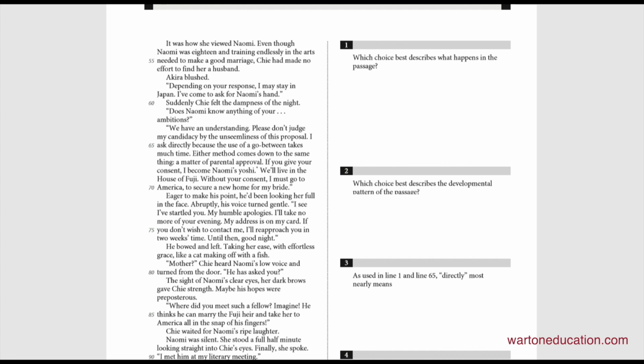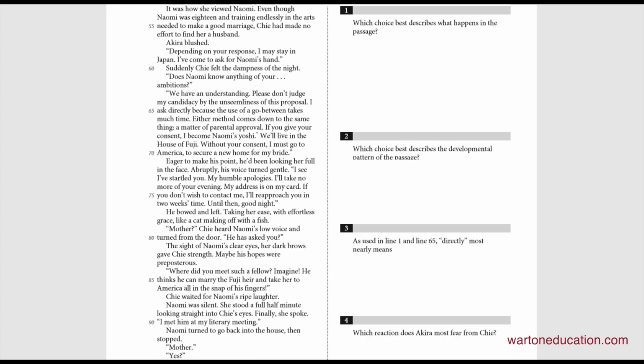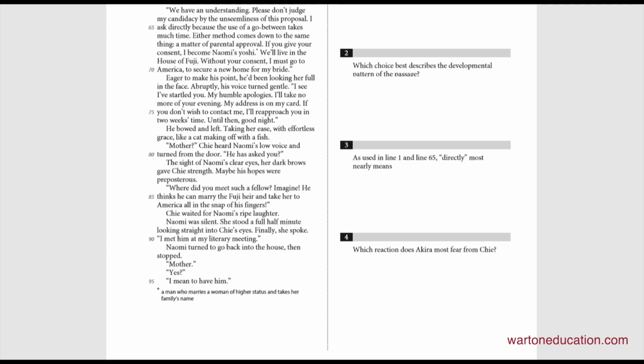So question number 1, "Which choice best describes what happens in the passage" becomes "What happens in the passage?" Question 2, "Which choice best describes the developmental pattern of the passage" becomes "How does the passage develop?" Question 3, "As used in line 1 and line 65, 'directly' most nearly means" becomes "What does 'directly' mean?" Question 4, "Which reaction does Akira most fear from Chair?" This one is pretty simplified already, but if I had to simplify it, it would be "What reaction does Akira fear from Chair?"